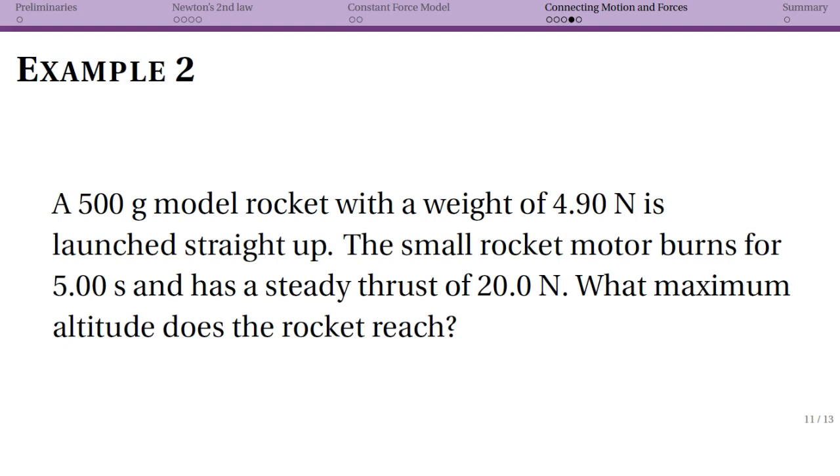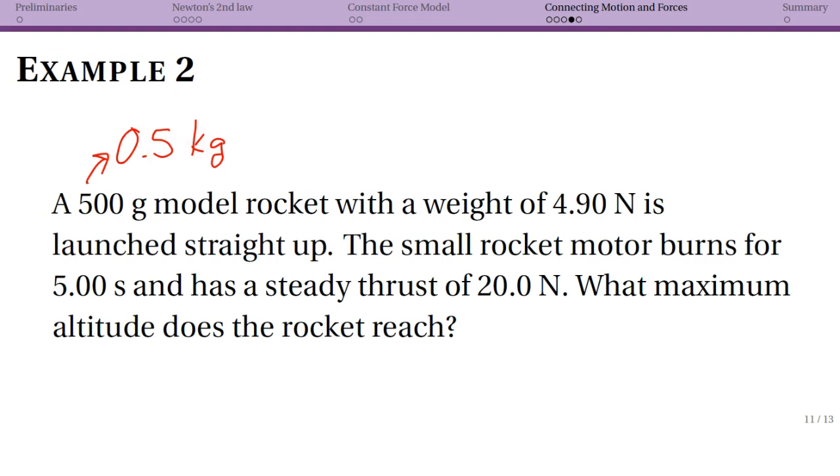it is launched straight up. The small rocket motor burns for 5 seconds and has a steady thrust of 20 newtons. What maximum altitude does the rocket reach? So now note that this 500 grams is the same as 0.5 kilograms, but this does appear to be a 3 sig fig problem. So expressing it as 500 grams actually means, hey, this is 3 sig figs.